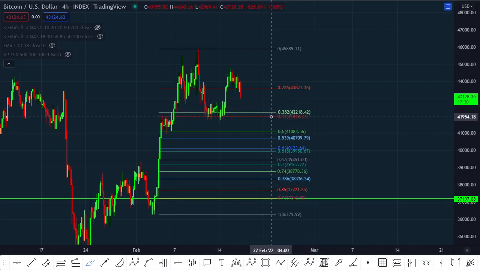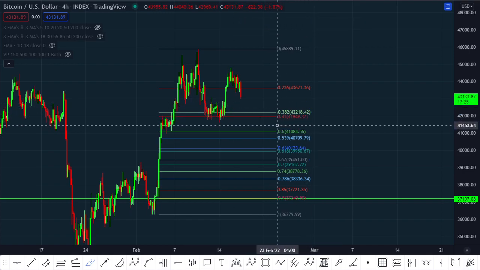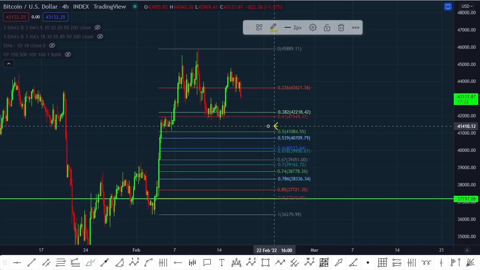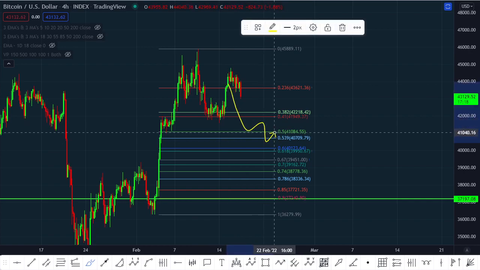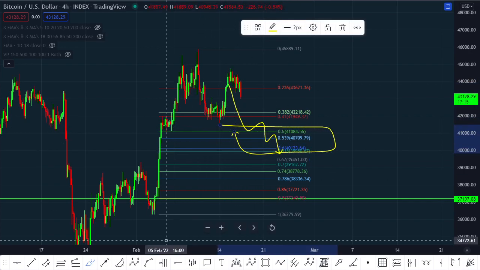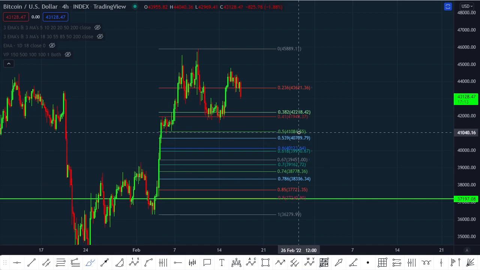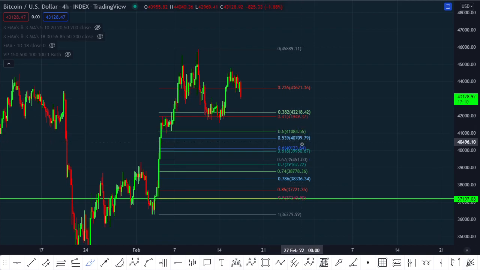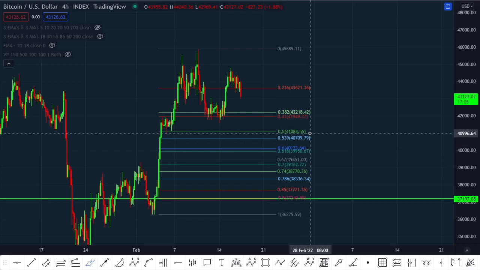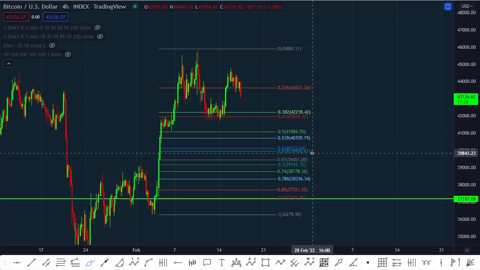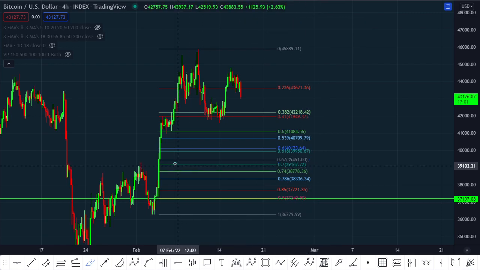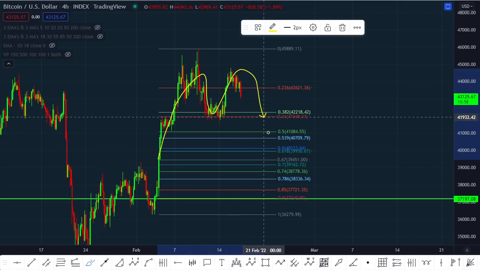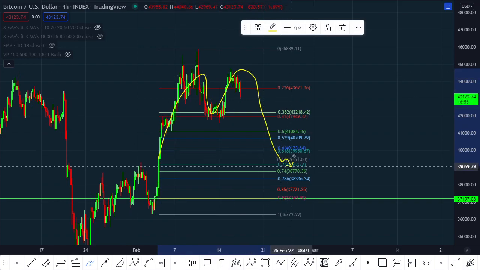If you start closing 4-hour candles below this region, so let's say you close a 4-hour candle around 41,200, then Bitcoin is heading towards the golden pocket region, which is between 0.618 and 0.5, coming in between 41,000 and 39,950. It could go as low as 39,162, by the way, and this will just be a retest of previous resistance turned support, and then a bounce.